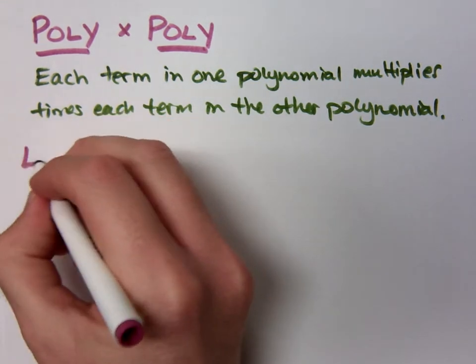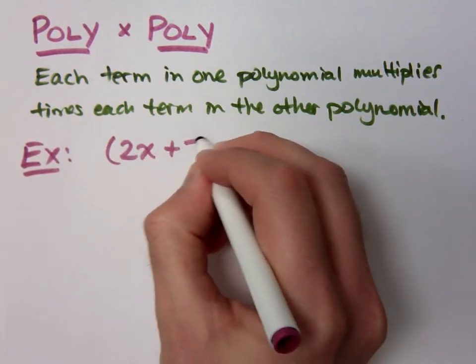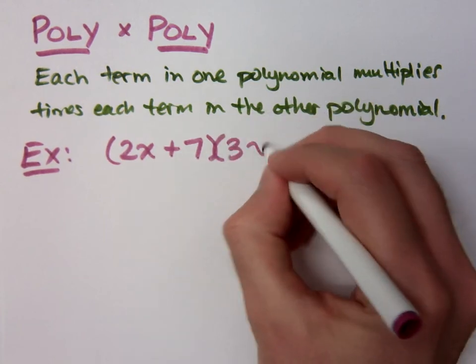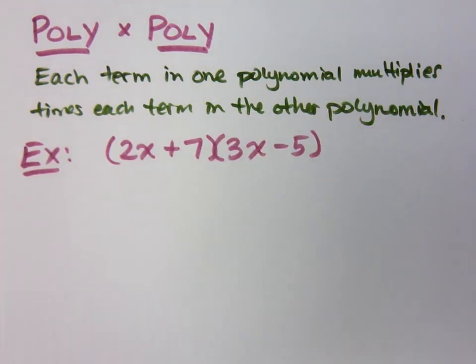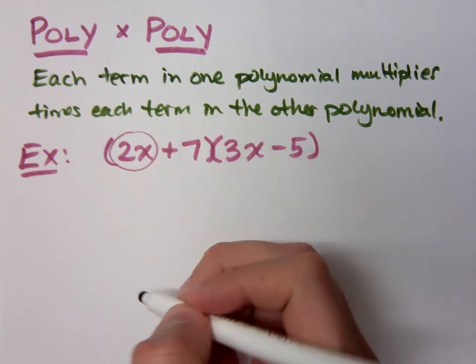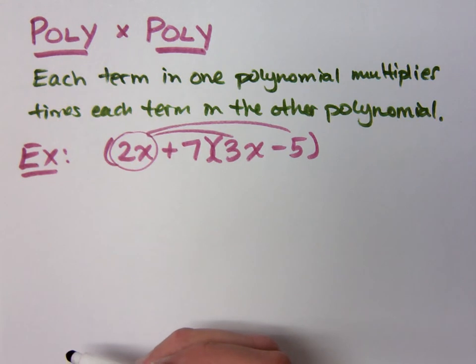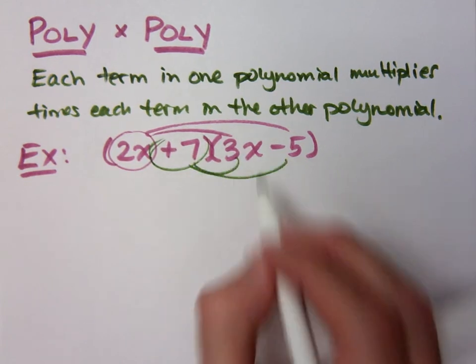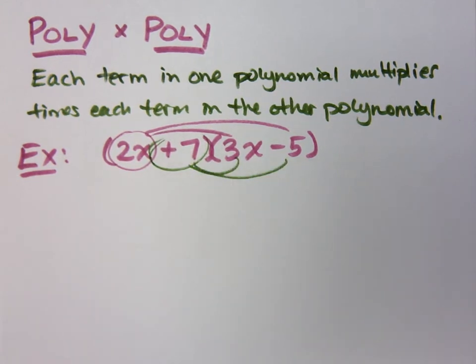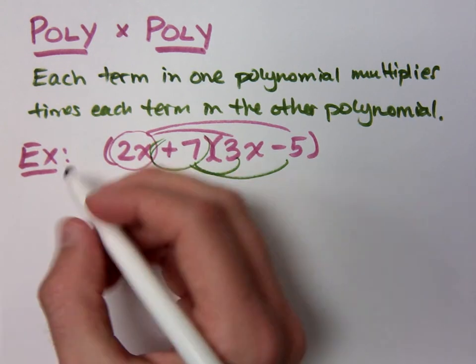Let me give you an example so you can see this. This is what goes on in my mind. I see these guys as people. These are my friends. I've got pictures in my wallet of them. 2x plus 7 times 3x minus 5. What I want to do is make sure that this 2x multiplies times everybody over here. And once he's done multiplying, then it's 7's turn to go over. Huh? Opposite? No, I didn't say that. Oh, well, I'm hearing all kinds of crazy things.